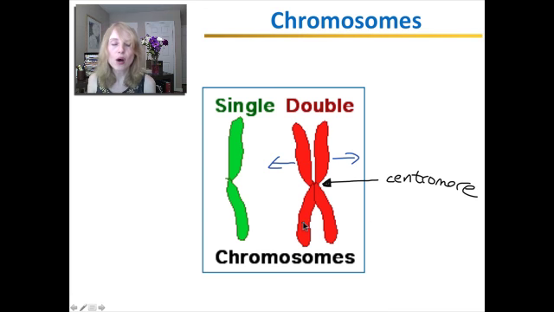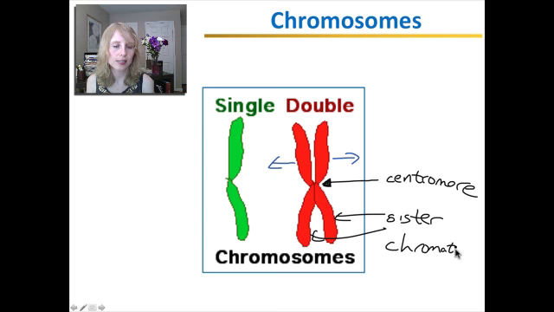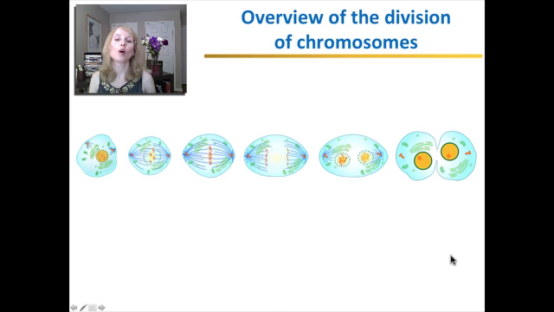And these two attached DNA molecules are each called a sister chromatid. So these are the sister chromatids. Okay, so just a basic overview of what's going to happen to the chromosomes. Chromosomes get duplicated. Here you can see the little double chromosomes. Then they line up in the middle of the cell, and then those sister chromatids get pulled apart.